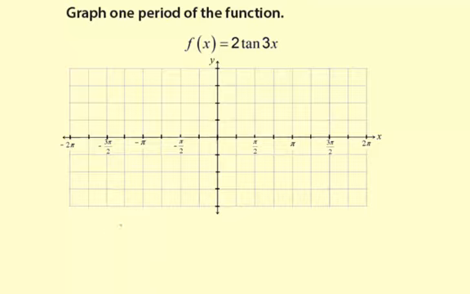but we do have the 2, and that means there's a vertical stretch by 2. And we can also use this 3 to calculate the period, because the period is pi divided by 3 in this case.